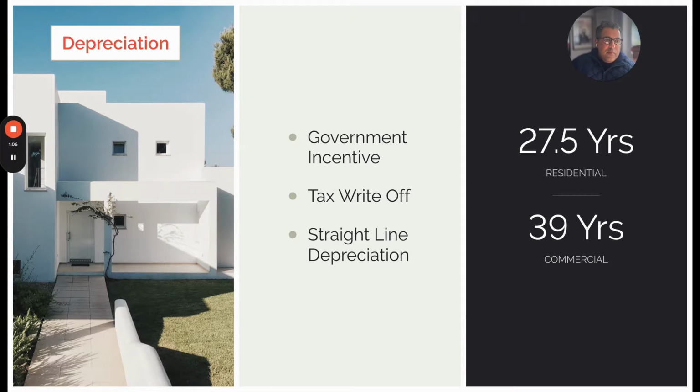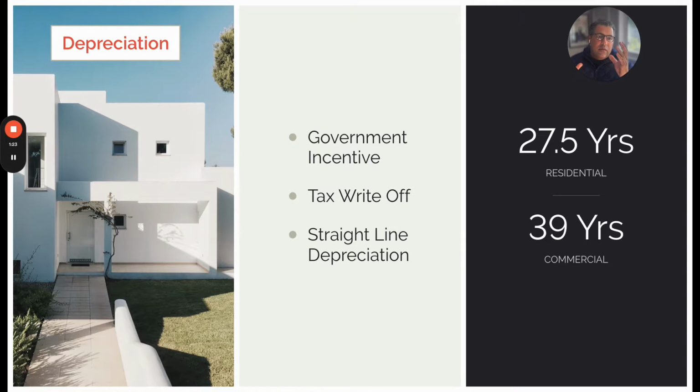So we've been talking about accelerating depreciation. What exactly is depreciation? Depreciation is a government incentive. They want us to invest in real estate, so they incentivize us to do so. It's a tax write-off essentially, and the way they use it is a process called straight line depreciation.